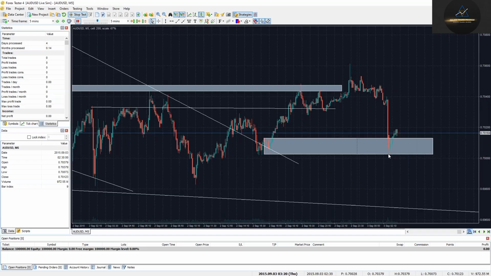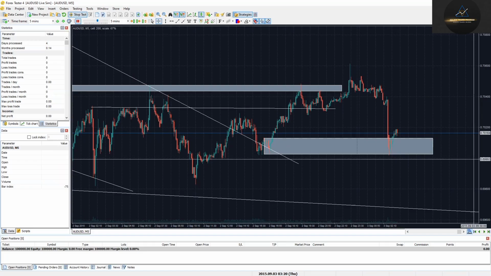We did actually break it. It did get broken. But let's, oh, look at this beautiful level. Very nice. 0 points. Yeah, this is a big institutional level.